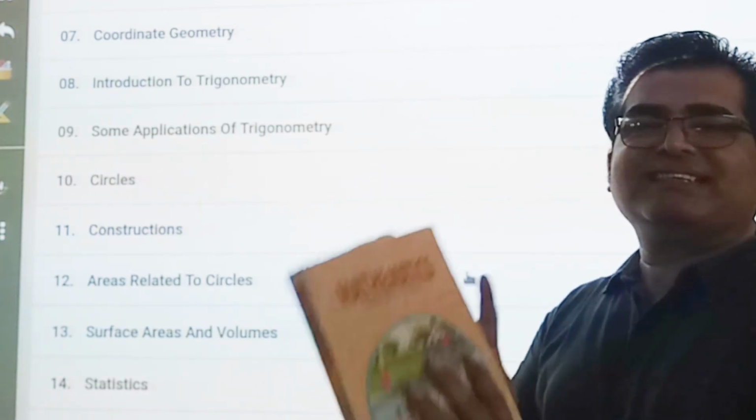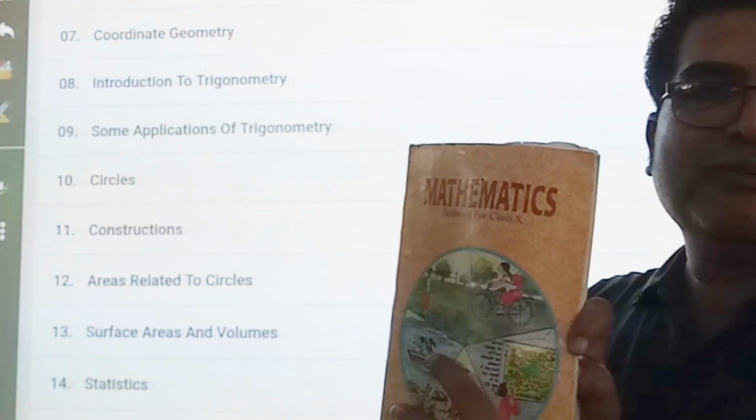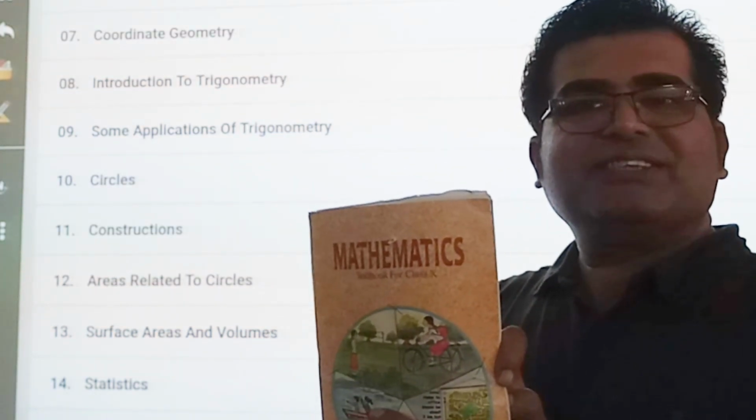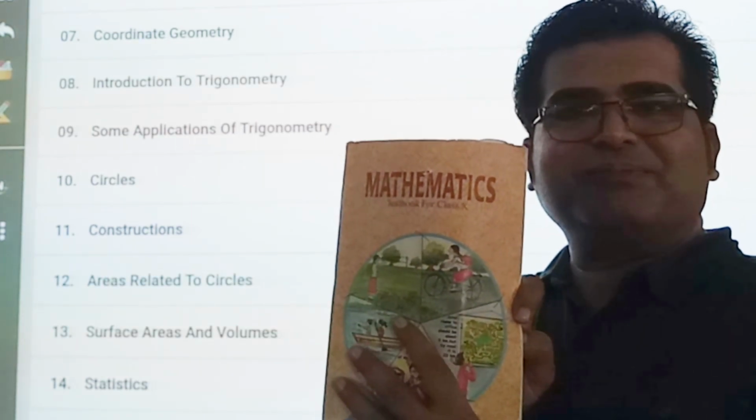So this much is given in this NCERT mathematics book of 10th class. I hope it will increase your interest in the study of this book.